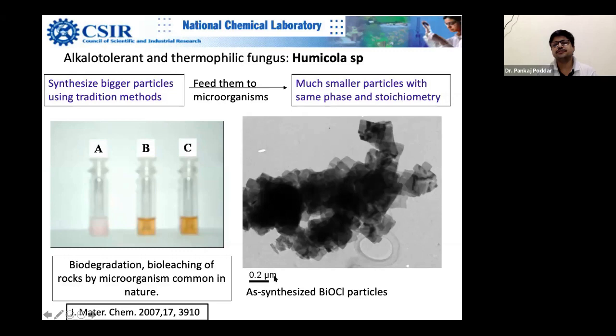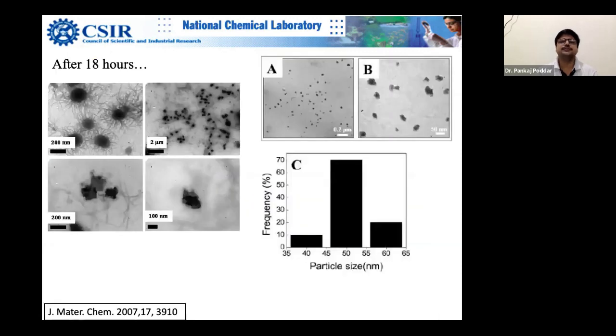So this is basically mediated by some of the metal seeking enzymes, which go and attack some of the cations. So you can see after 18 hours, this is the image we got, and you can see that particles are getting smaller and smaller, and fragmenting apart, and the size here is around 50 nanometer. Of course, there is a small amount of polydispersity, but the majority of the particles are around 15 nanometer.